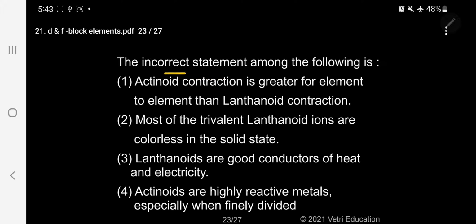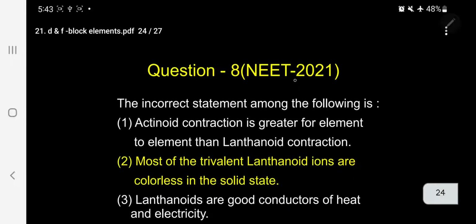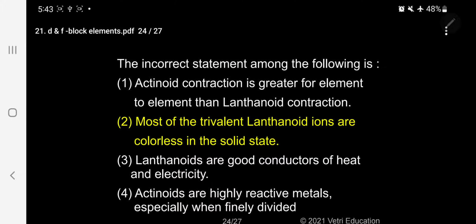Unless you study properly the properties of actinoids and lanthanoids, you cannot give the answer. What is the correct answer? Just see. The correct answer is 2. Most of the trivalent lanthanoid ions are colorless in the solid state is incorrect. Please follow. They are generally colored.